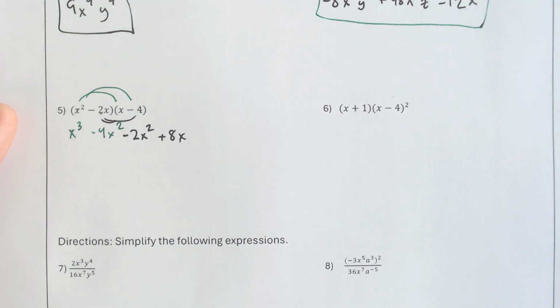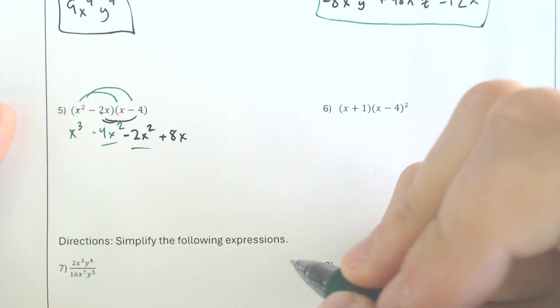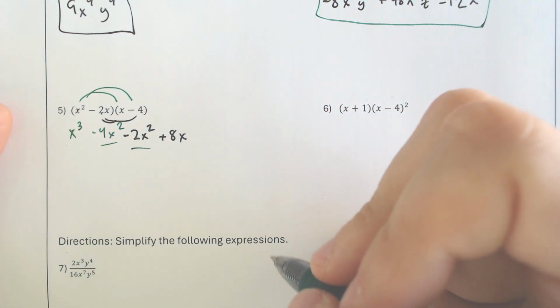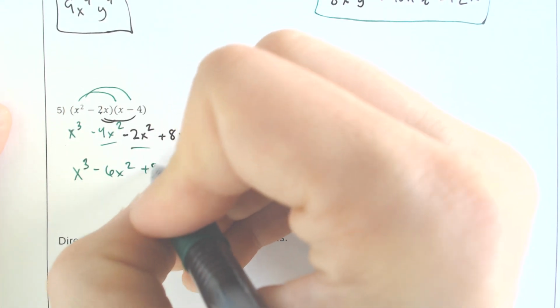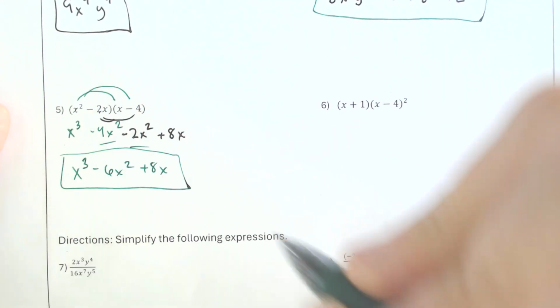Combine any like terms that we have, which there might be fewer, but they still happen. We got negative 4x squared, we got negative 2x squared. They're both negative, so that makes negative 6x squared with the 8x here. You do not need to factor out an x.